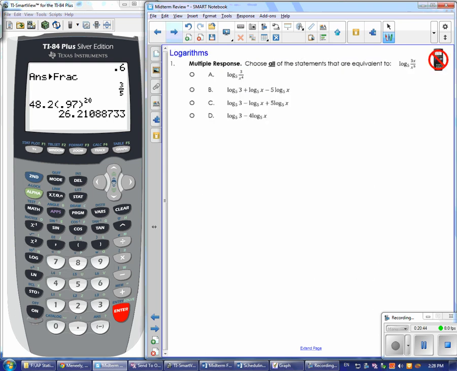Okay. Now we're moving on to logarithms. We're almost done. And the first couple of problems that deal with logarithms are non-calculator based. They both deal with properties of logarithms, which also include properties of exponents as well.